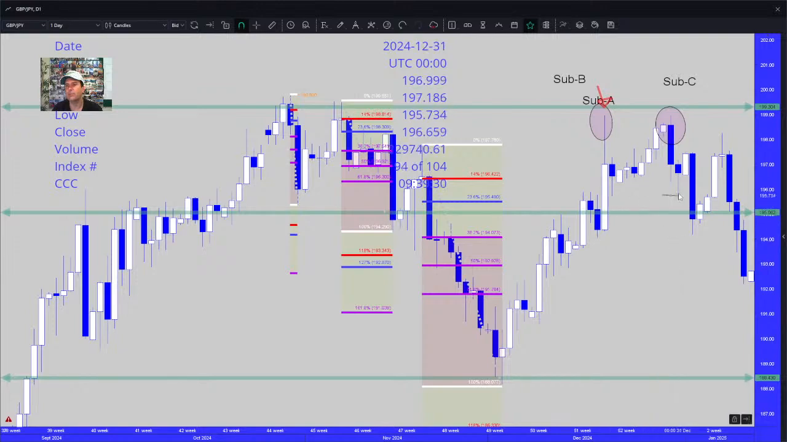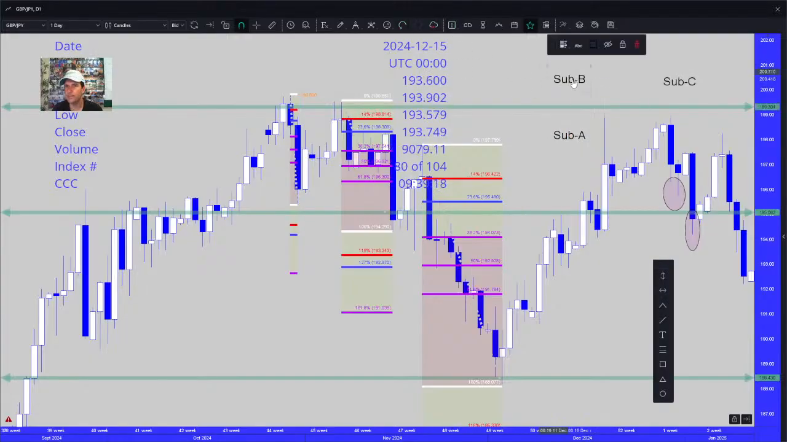Is the first circle the sub B, or is the second circle the sub B? Which one is the sub B, everybody?